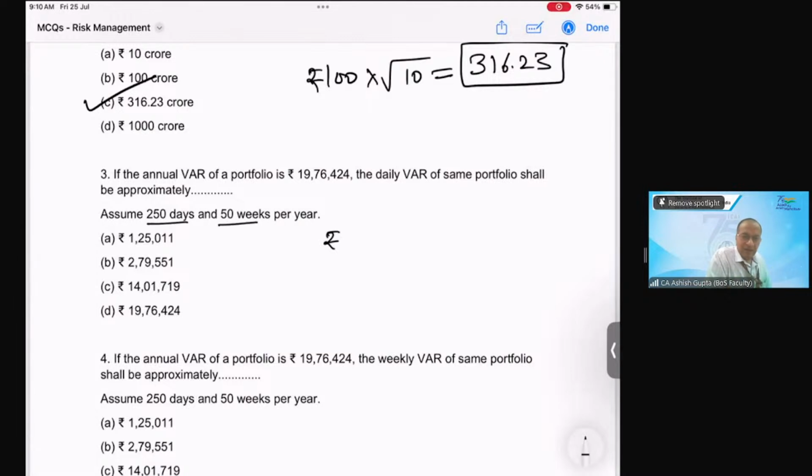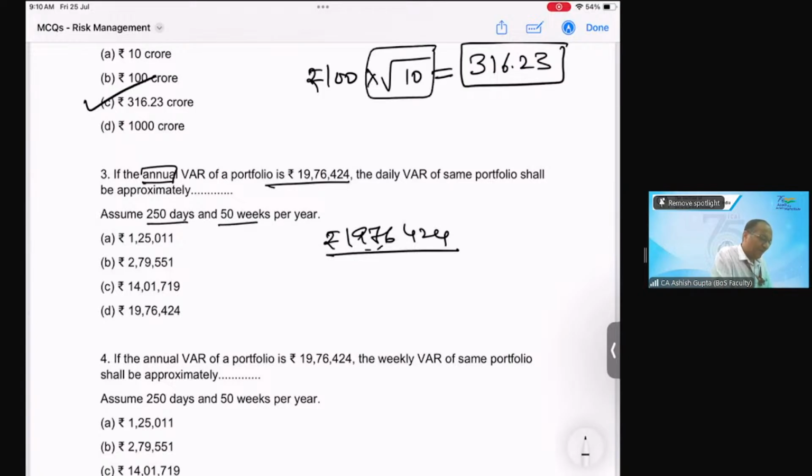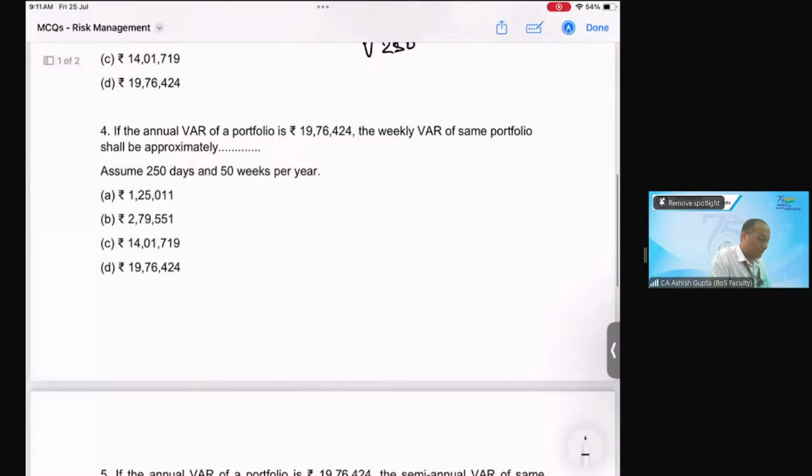Now let us see how we can solve it. Simple it is. The VaR of the portfolio is 96,424, and this is on an annual basis. To make it for 1 day, as in the previous one where we multiplied, here we shall divide it by the square root of 250, and the resultant figure will be this. Similarly, we come to the fourth MCQ.